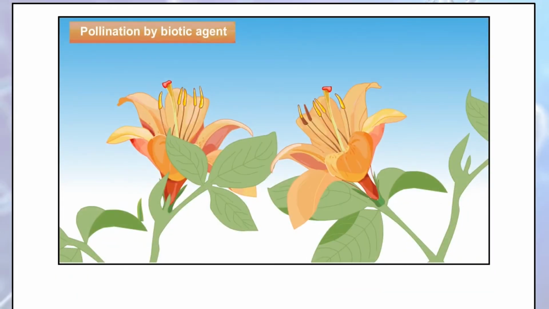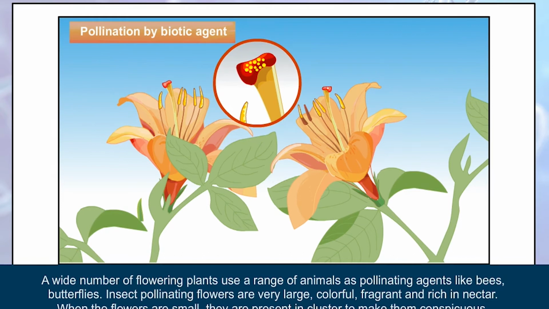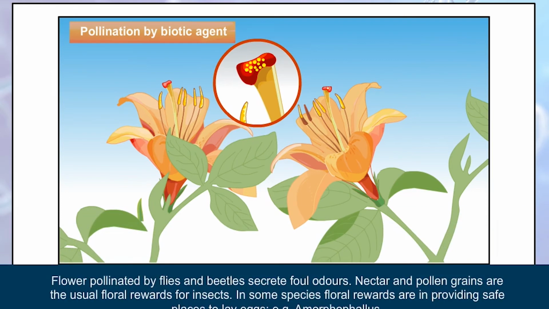Pollination by biotic agents. A wide number of flowering plants use a range of animals as pollinating agents, like bees, butterflies, etc. Insect-pollinated flowers are very large, colorful, fragrant and rich in nectar. When the flowers are small, they are present in clusters to make them conspicuous. Flowers pollinated by flies and beetles secrete foul odors. Nectar and pollen grains are the usual floral rewards for insects. In some species, floral rewards are in providing safe places to lay eggs, for example, Amorphophallus.